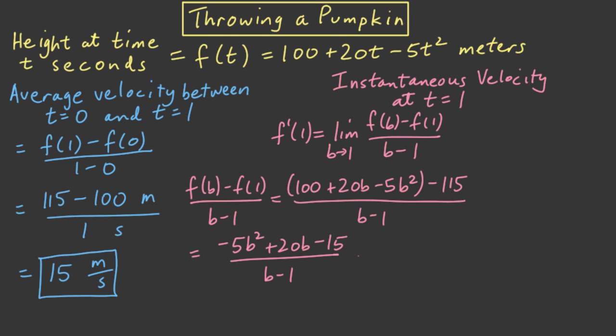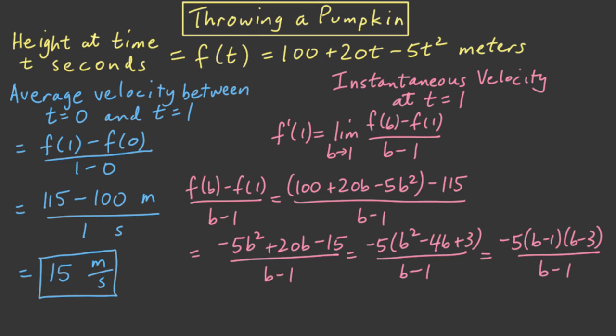We need to do some more work, and we're going to have to factor here. So we're going to get on top minus 5 times b squared minus 4b plus 3. And on the bottom, we still have our b minus 1. And this polynomial we can factor further. We'll get minus 5 times b minus 1 times b minus 3 all over b minus 1. We get some cancellation here, and we're finally left with minus 5 times b minus 3.